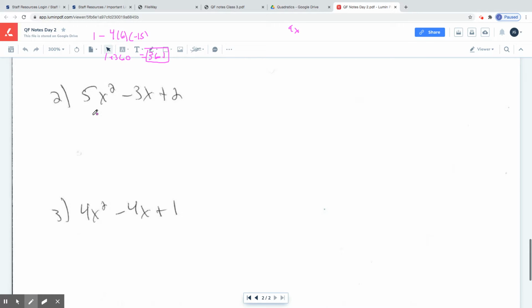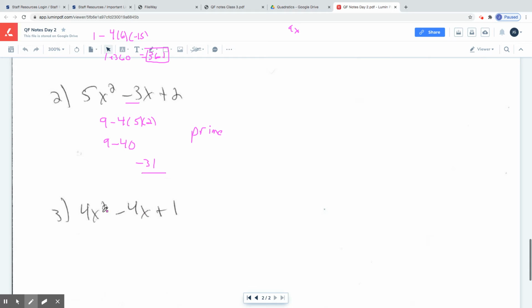So b squared minus 4ac. So b is -3. Squared is going to give me 9 minus 4 times a, which is 5, times c, which is 2. 20 times 2 is 40. I get 9 minus 40. So my discriminant is -31. All right. So since this is not a perfect square, this is what we call prime. It cannot be factored.